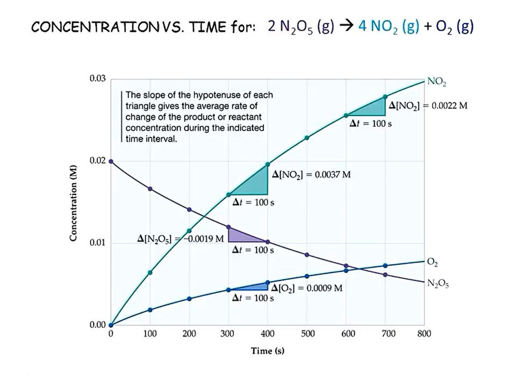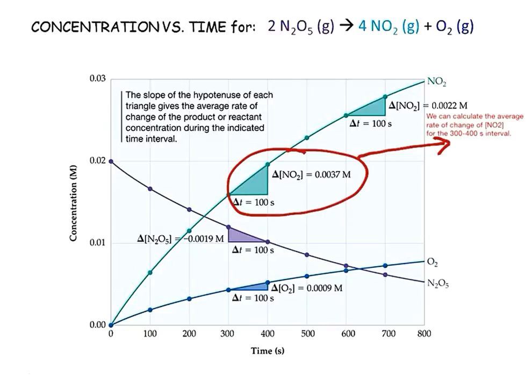All these places where you have these little triangles showing you the delta NO2 or delta N2O5 over delta T. Let's look at this one. So we have delta NO2. This is the 300 to 400 second time interval. We can calculate the average rate of change of NO2 for this 300 to 400 second interval. You can see delta NO2 there is 0.0037 and that delta T is 100 seconds.